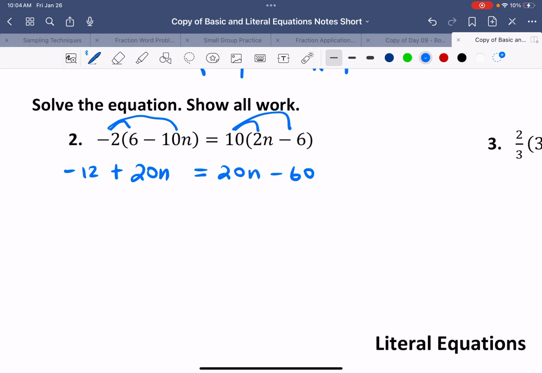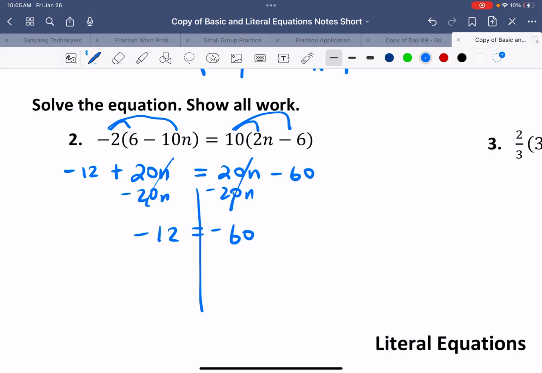I'm going to get my n's to one side and my numbers to the other side, okay? So decide. It doesn't matter which side, as long as you're doing one thing to one side, you're doing the other thing to the other side. All right, so I'm looking at this. I'm like, okay, let me subtract my 20n right here. Subtract 20n. Oh, okay, so when I do that, that becomes 0, and I'm left with -60, right? And then this becomes 0, and I'm left with -12.